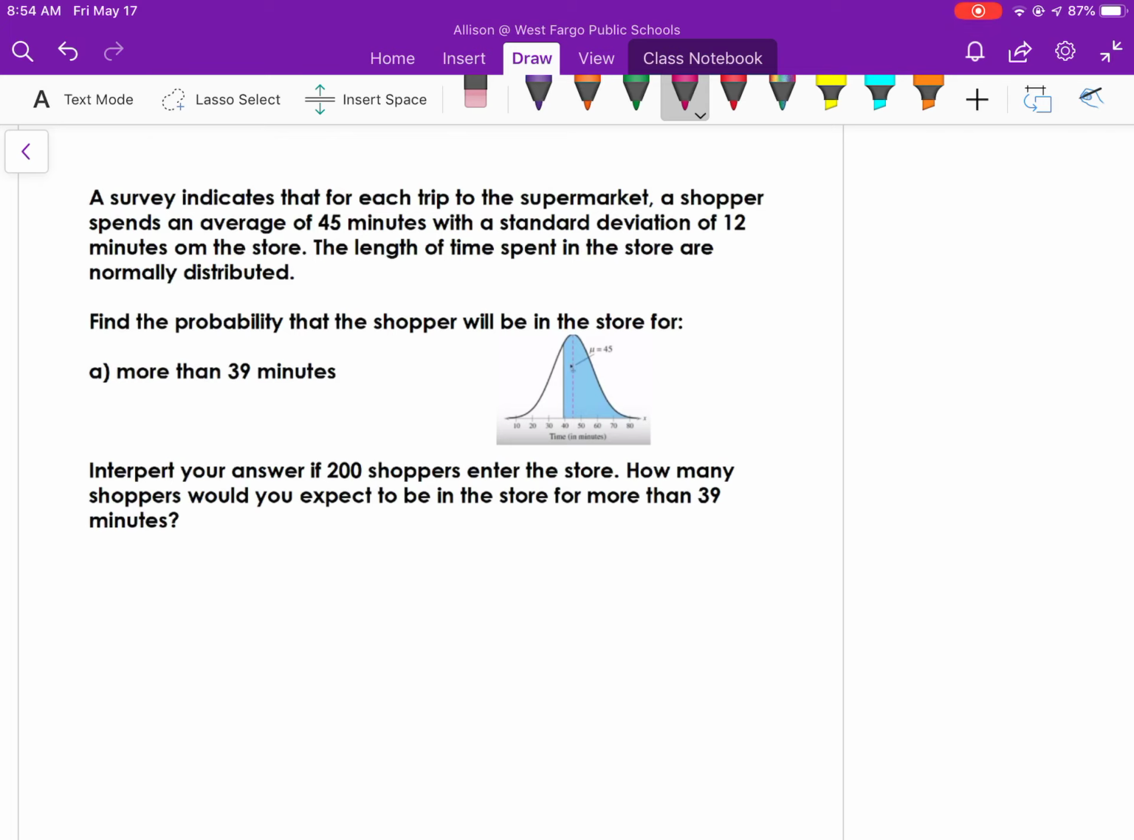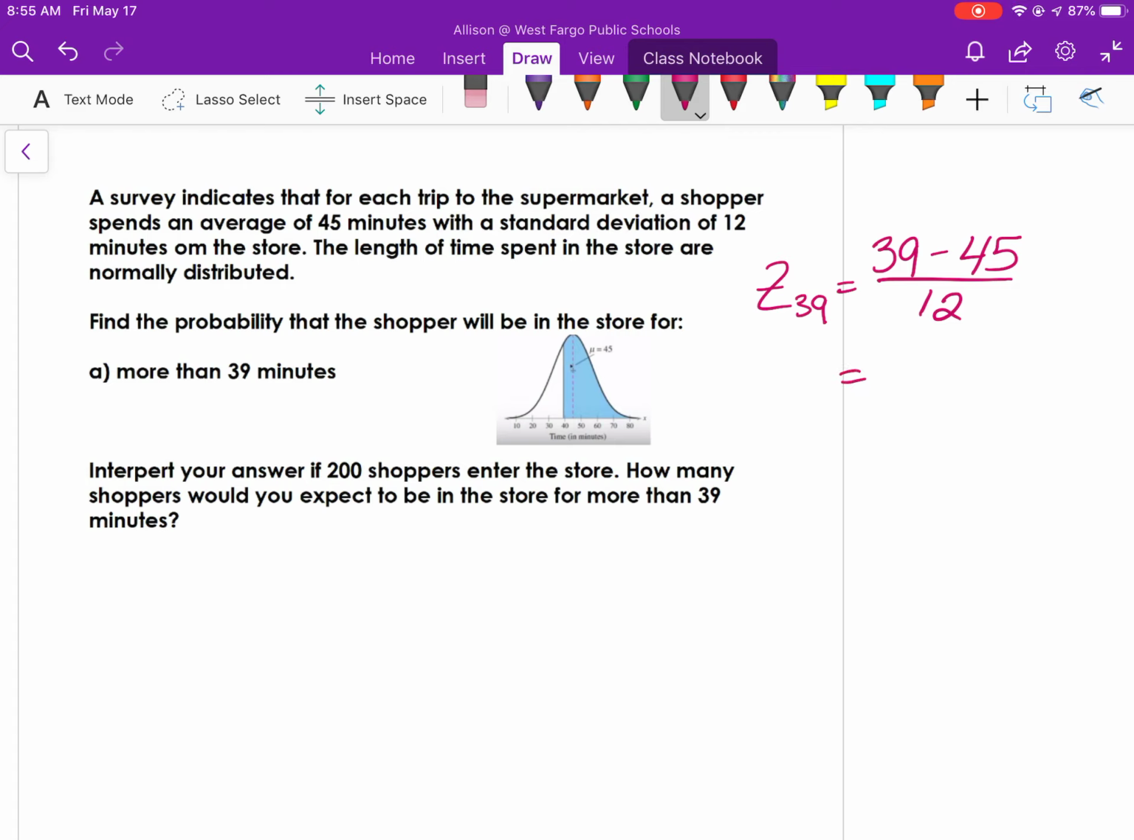Okay, so same situation. Shoppers are spending an average of 45 minutes in the store with a standard deviation of 12 minutes. This time I want the probability that the shoppers will be in the store for more than 39 minutes. So we want the area to the right of 39 minutes, that area you can see in the picture here. So I'm going to find the z-score for 39 minutes, which means I'm going to take 39 minus the average of 45 and divide it by the standard deviation of 12.